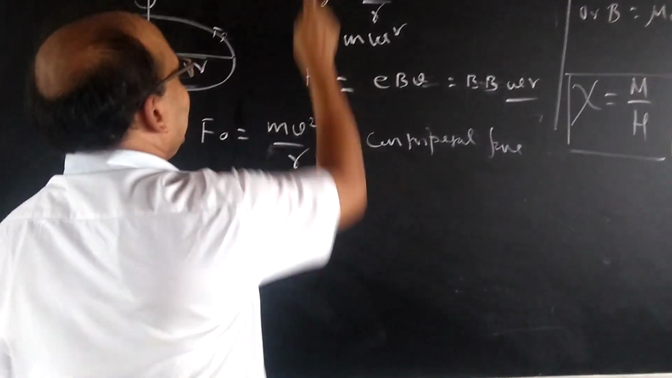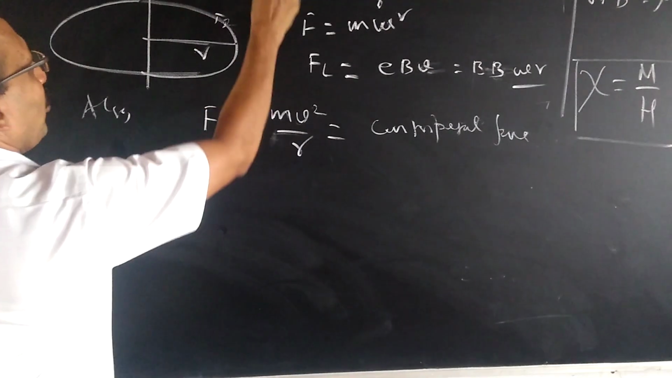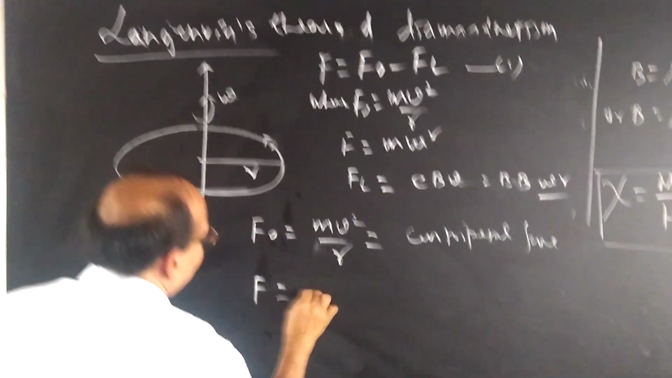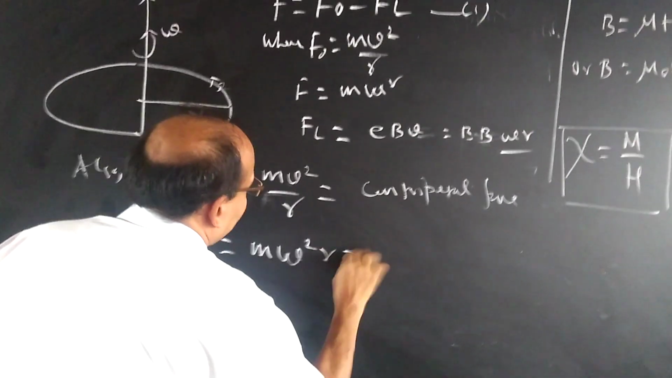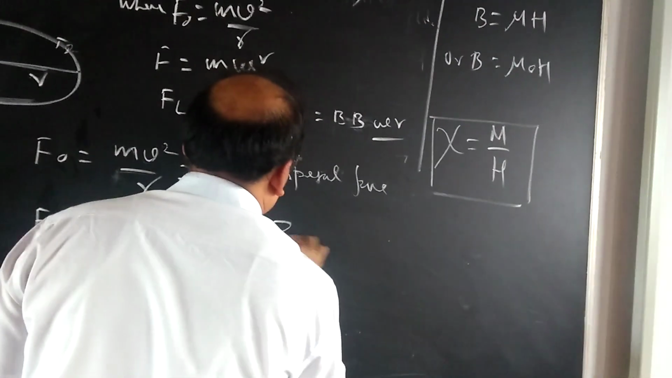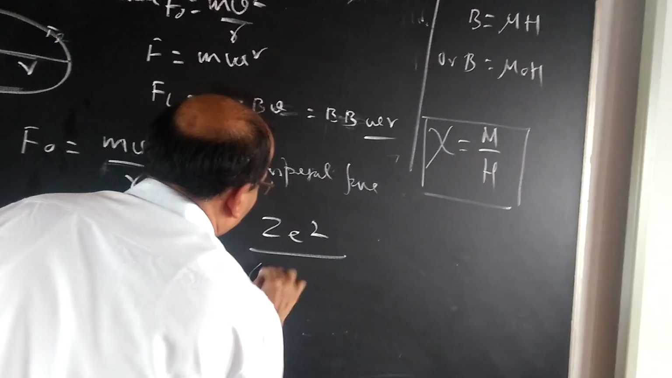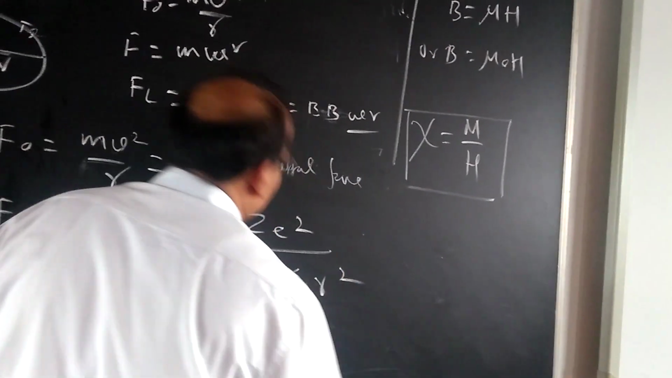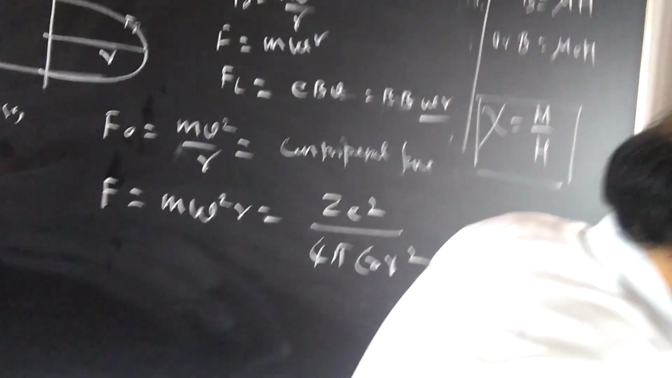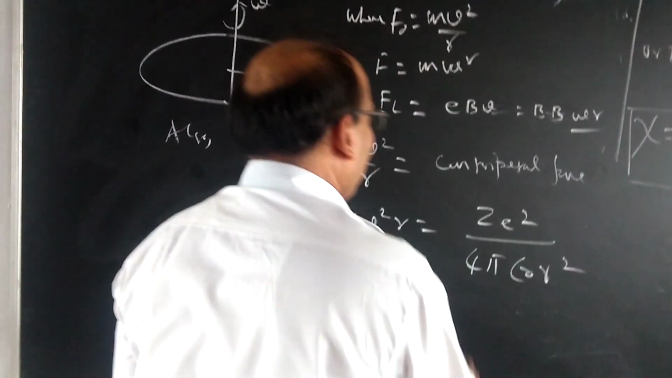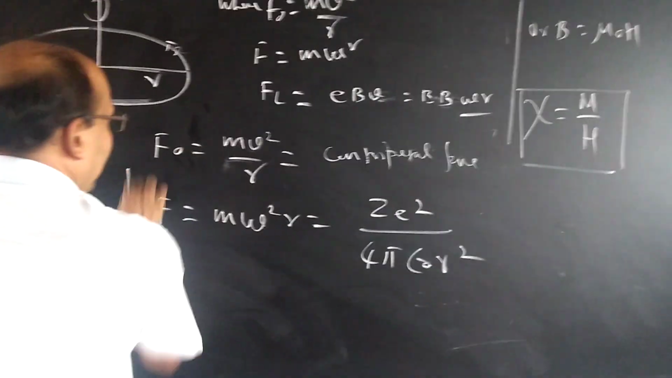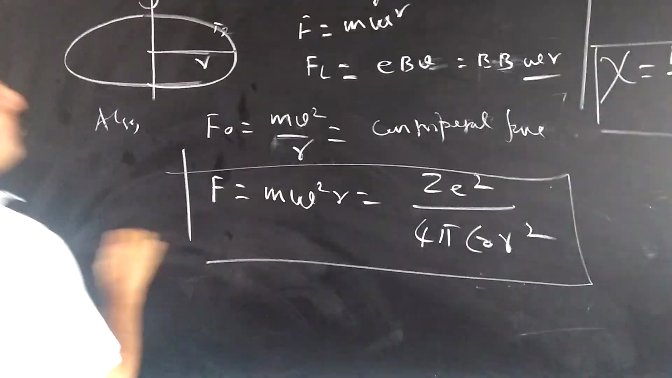This is one quantity in equation 1. So what about this particular quantity F? F is m omega square r, that can be taken for a nucleus like this, that is Z square e square upon 4 pi epsilon naught r square. So this is a usual quantity that you can take for the particular force F.